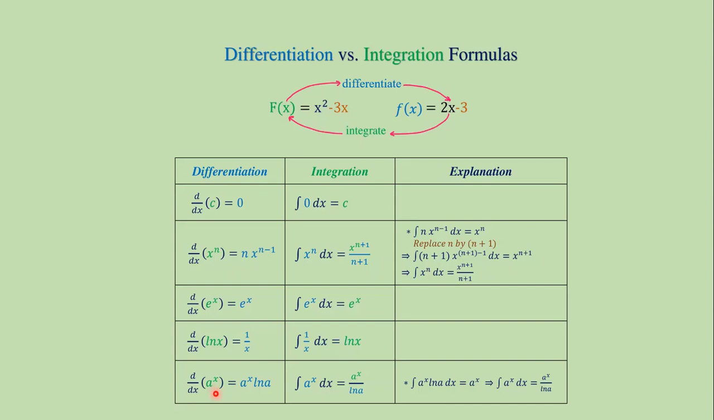d/dx of a to the power x equals a to the power x ln a. Therefore, if we integrate a to the power x ln a, we should get back a to the power x. So, integration of a to the power x ln a equals a to the power x. Now, if we divide both sides by ln a, then we get this formula. And this is the formula for integration of a to the power x dx.